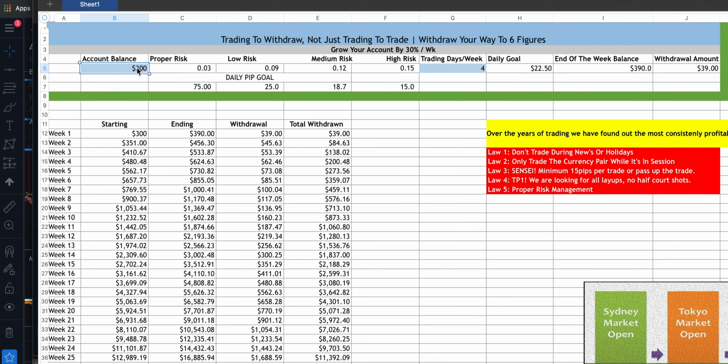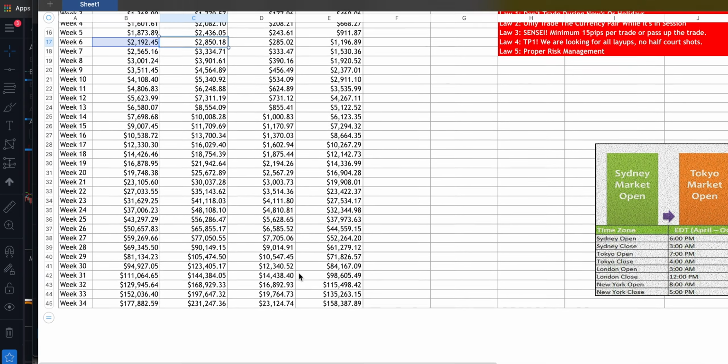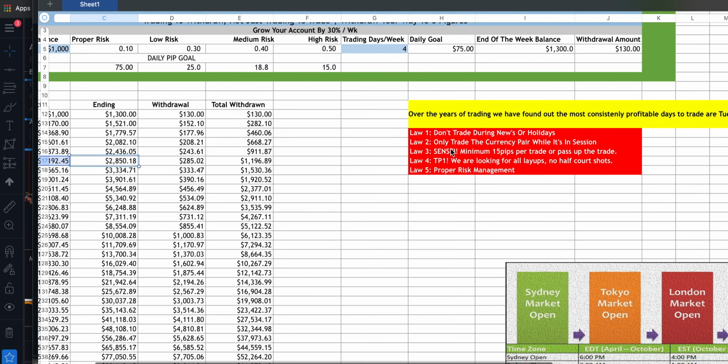So one day if you start a $1,000 account, at the end of the year, this is what you should have if you just follow this nice guide. 4 days a week, 15 to 25 pips based off your lot size. Keeping it simple. Here are some good rules too. Don't trade during news or holidays, obviously. Only trade the currency pairs while it's in the session. Minimum 15 pips per day, or pass up the trade. So if you don't see you can get 15 pips, just don't take the trade. We are looking for all layups, no half court shots, TP1.